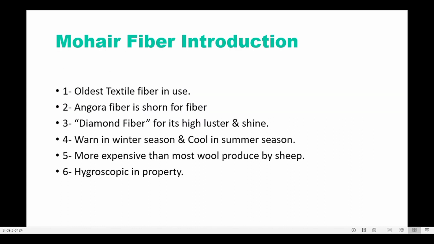Mohair fiber introduction. It is the oldest textile fiber in use. Angora fiber is shorn from the goat. It is also called diamond fiber due to its high luster and shine. It is warm in the winter season and cool in the summer season. It is more expensive than most wool produced by sheep. And lastly, it is hygroscopic in nature.